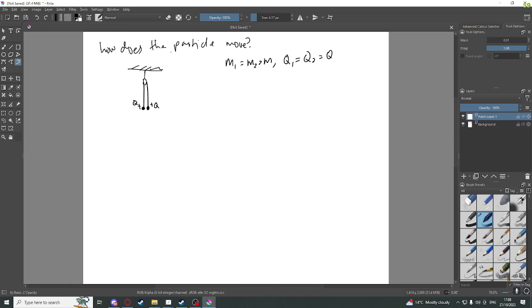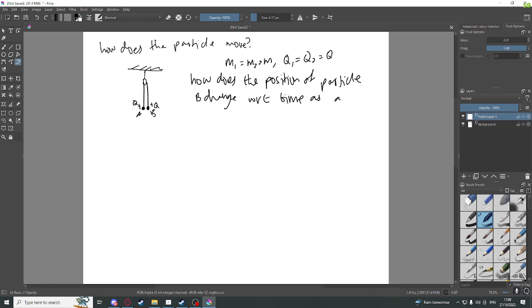And how does the particle move? So how does the position of particle, let's say B, how does the position of particle B change with respect to time as a variable? Okay, question mark.